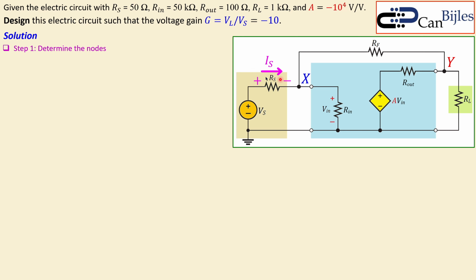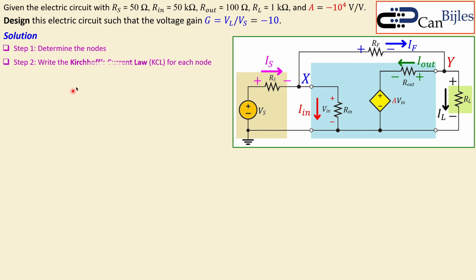So this is the current flowing here in this RS. The IN will go from the point X to ground. And we have also this current flow for RF, which is going from left to right. And we have also current in the load, that is this. And we have also current in R out. So we have actually now 5 arrows here. And we will now develop for each node the current equations using Kirchhoff's current law.